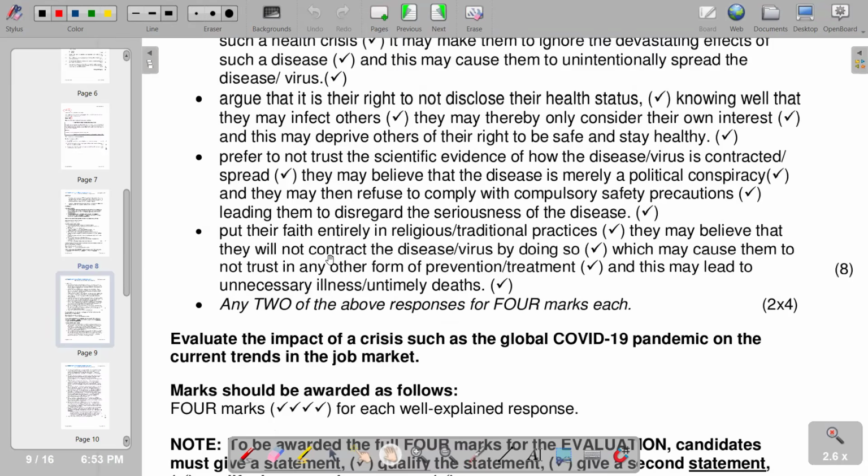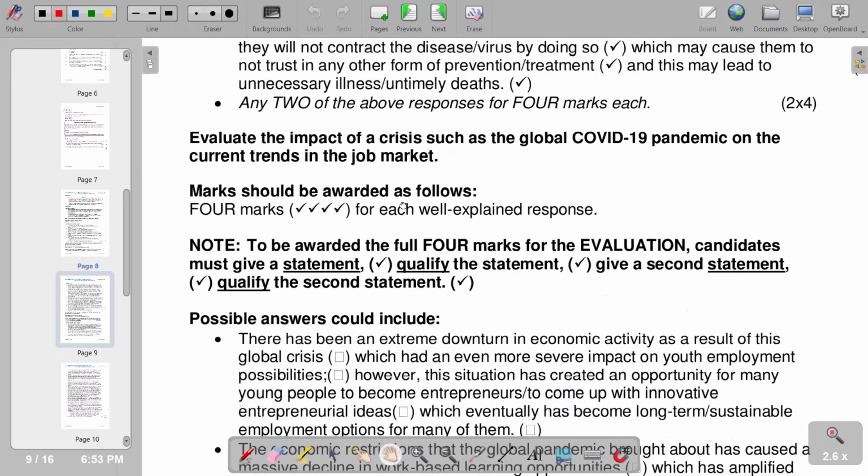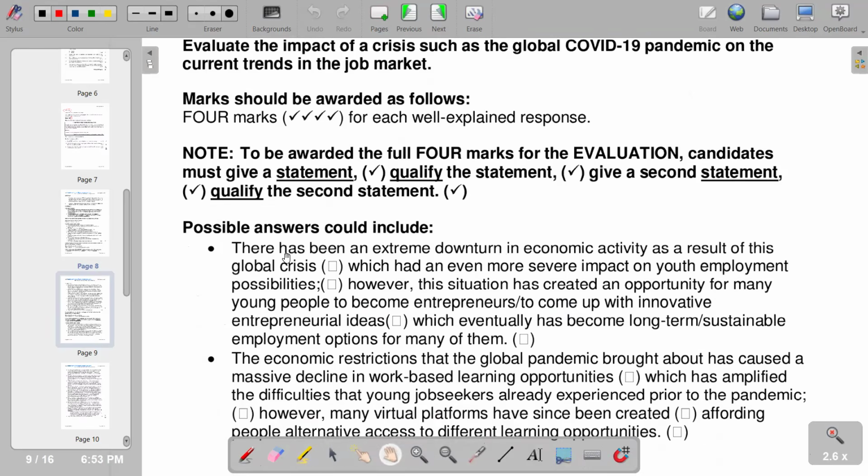So, on the next part, it reads evaluate the impact of a crisis such as the global COVID-19 pandemic on the current trends on the job market. So, possible answers could include there has been an extreme downturn in economic activity as a result of this global crisis, which had an even more severe impact on youth employment possibilities. However, the situation has created an opportunity for many young people to become entrepreneurs or to come up with innovative entrepreneurial ideas, which eventually has become long-term or sustainable employment options for many of them. So that is the correct point that we can include according to our question.